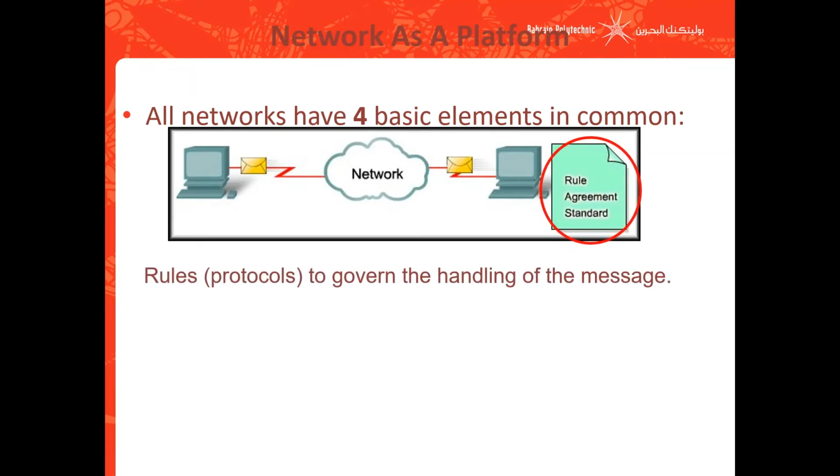The first one is the rules or protocols that govern handling the message. What does this mean? I'm trying to send an email, so I need to have a protocol on my PC, or whatever I'm using to send the email, that can align with the email sending rules, because every form of communication, every message, or anything that you're trying to send across the network has to abide by a protocol.